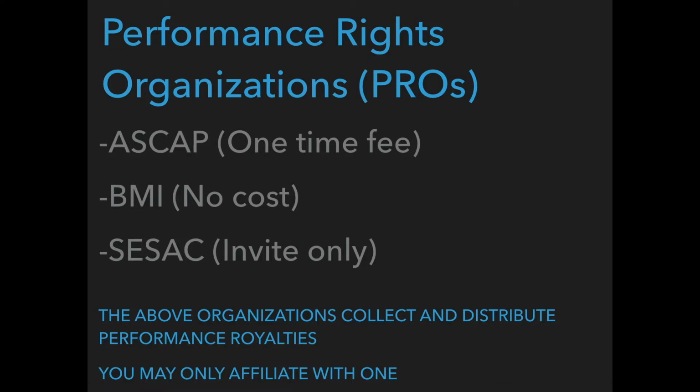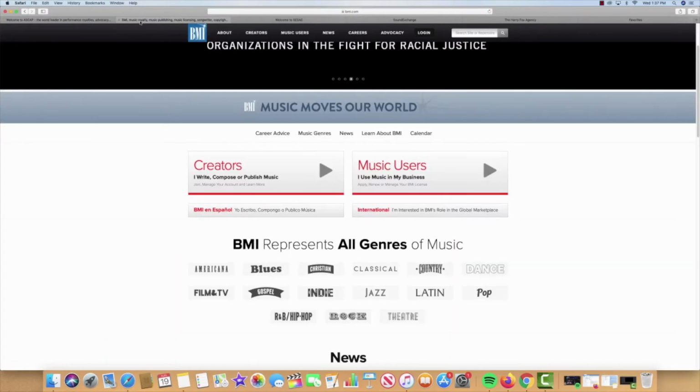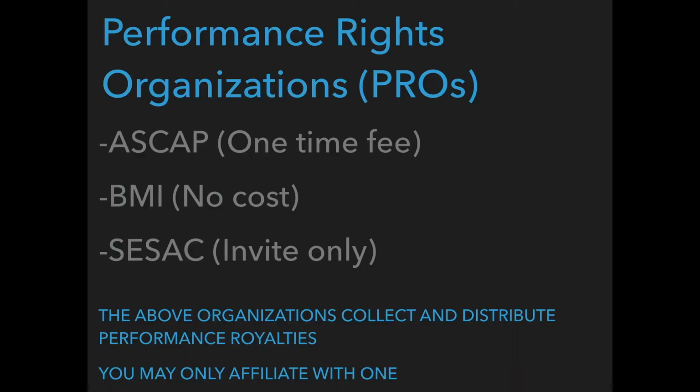So in order to collect on those royalties, in the United States there are three organizations you have to choose from, and you can be affiliated with only one of them. The performance rights organizations in the United States are ASCAP, BMI, and CSAC. You can only affiliate with one of these, because if you affiliated with multiple, the risk is that you would be collecting the same royalty multiple times. So pick your performance rights organization.